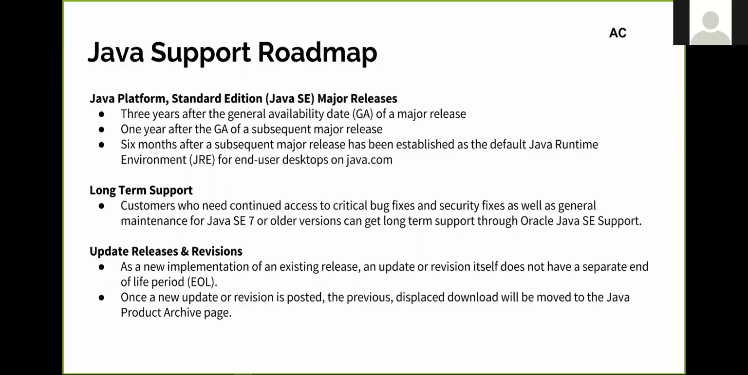So to help customers better understand this, Java Standard Edition has major releases that are maintained for a minimum of 3 years from the general availability date, 1 year after the general availability date of any subsequent major release. 6 months after that, any subsequent major release has been established as the default Java runtime for desktop users on java.com.